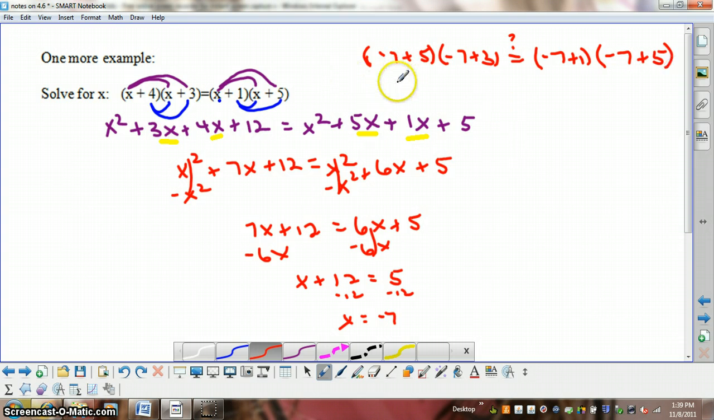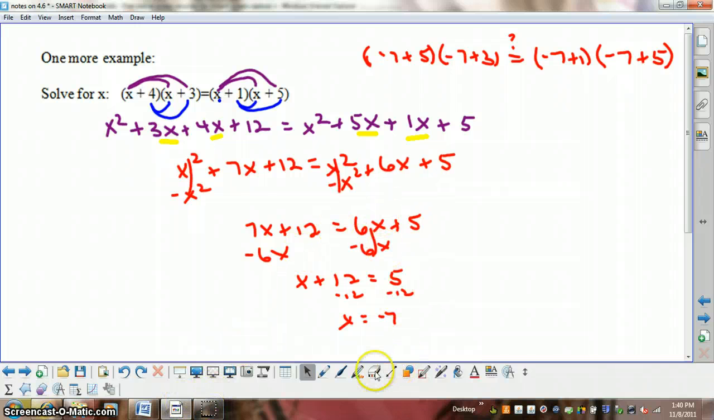That is interesting. So where did I make a mistake? Don't see any mistakes there. That's kind of interesting. Alright, I found my mistake. I had to pause it and take a second to think.